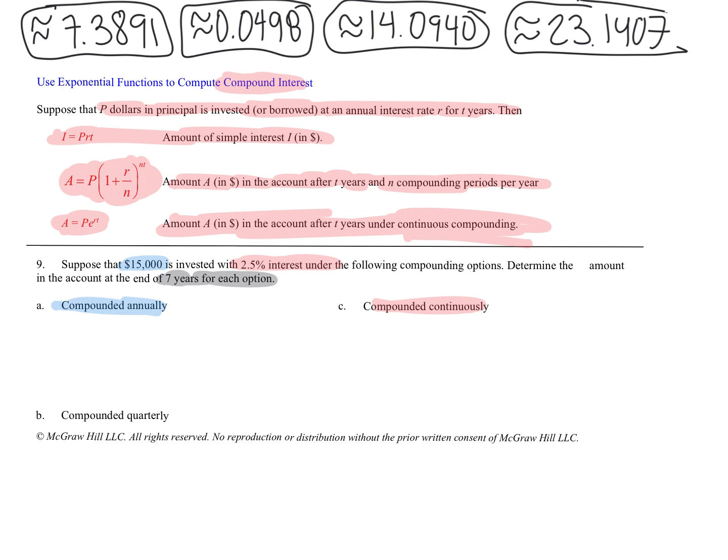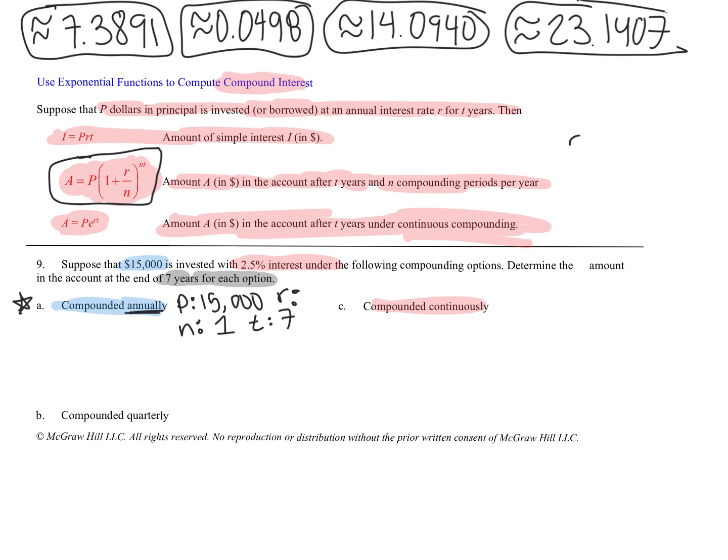So if we're going to do compounded annually, we're going to be using this formula, and it helps to label everything we know. So the P is the principal amount. It's the amount we're starting with. N is the number of times it's compounded per year. They're giving us that. They're saying annually. Annually is once a year. T is the time in years, which is 7. And then R, our interest rate, is 2.5%.